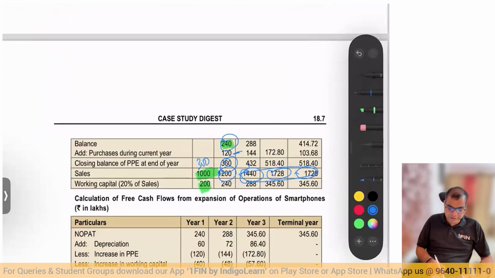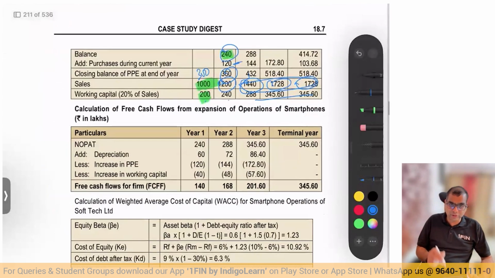So working capital is 20%. Next year, 20% of 1200 is 240. Like that you project it for the next 3 years. After that, you take NOPAT. NOPAT in the first year is 200. Next year it grows by 20% to 240, then 288, 345, and 345 for the next year. After that, it is going to remain stable.